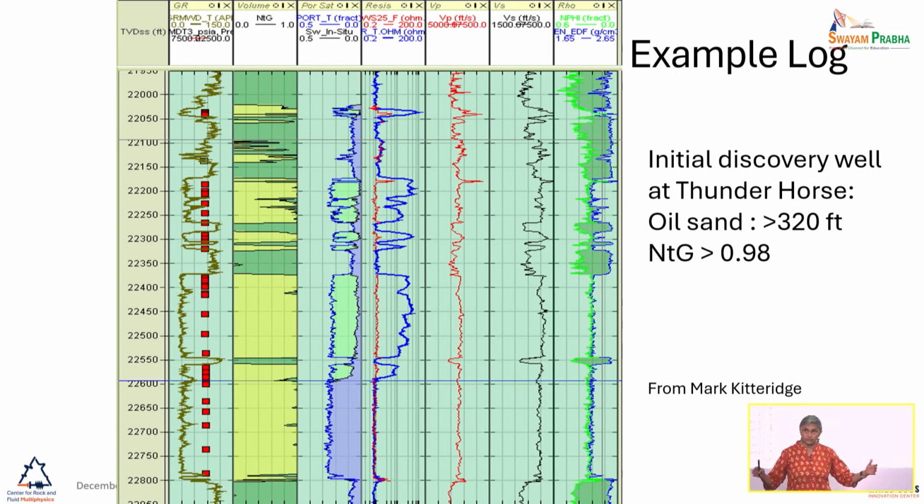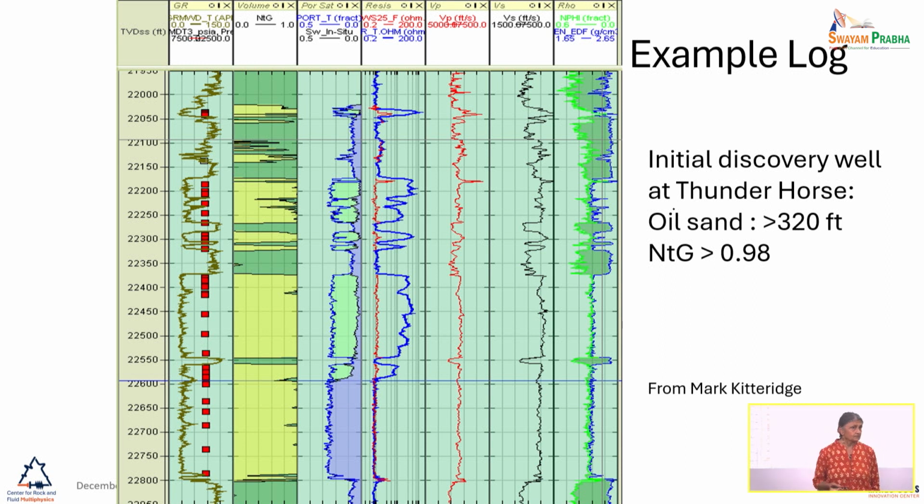Once we have that, we have a log. What we do is well log measurements. This is depth. This is depth, 22,000 feet. Divide by 3 to get, more or less, meters, right? So 7,000 meters.